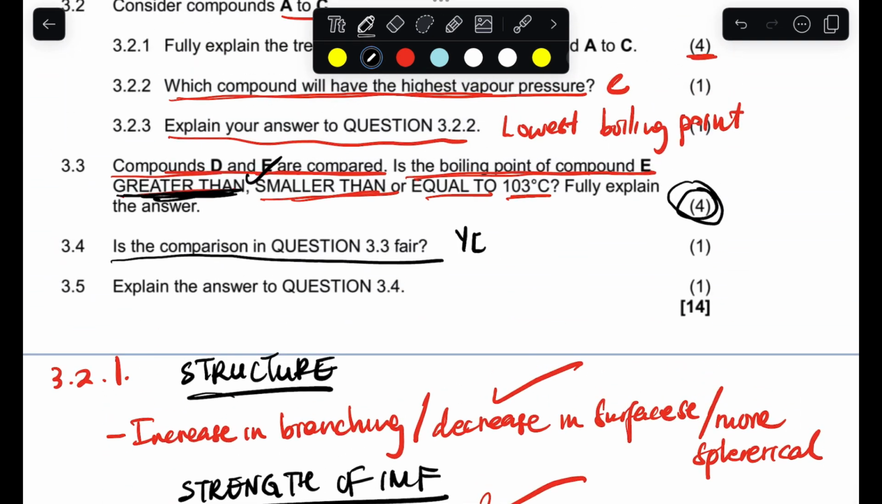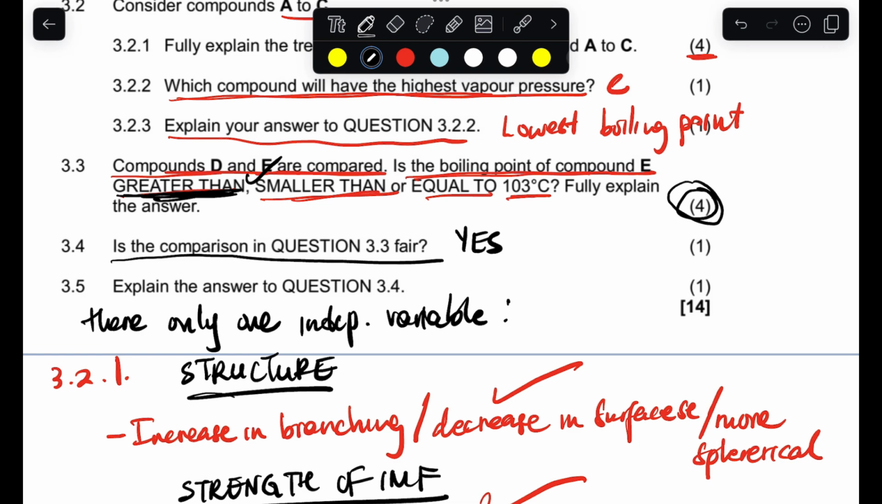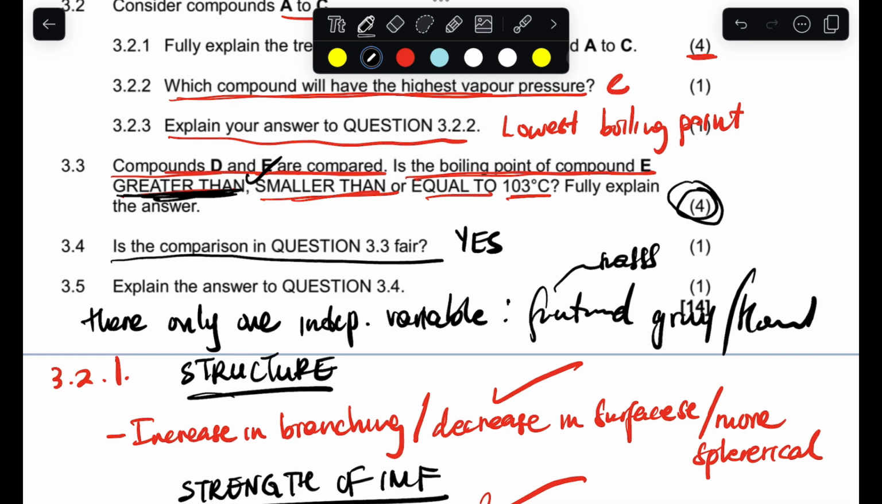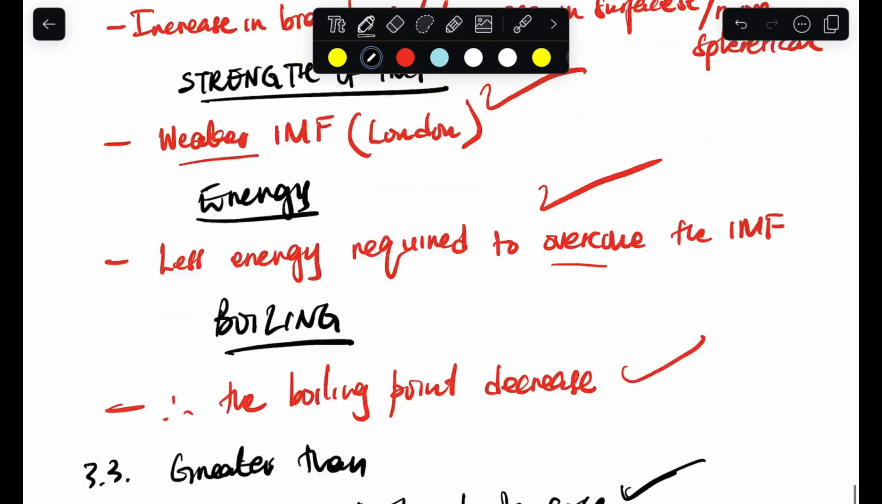So the answer here: is this comparison fair? Yes. And you can say there's only one independent variable, which is the functional group or homologous series. Masses, very important. Masses are comparable, or you can say their masses are the same.